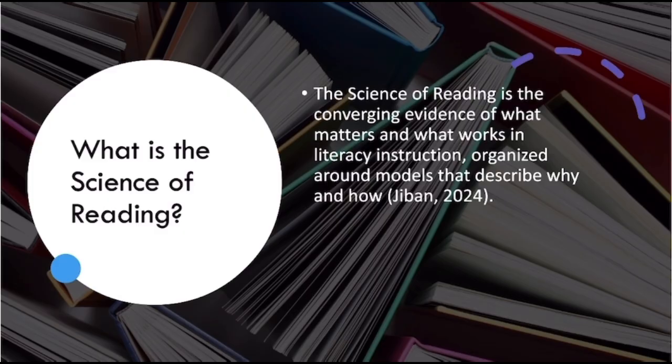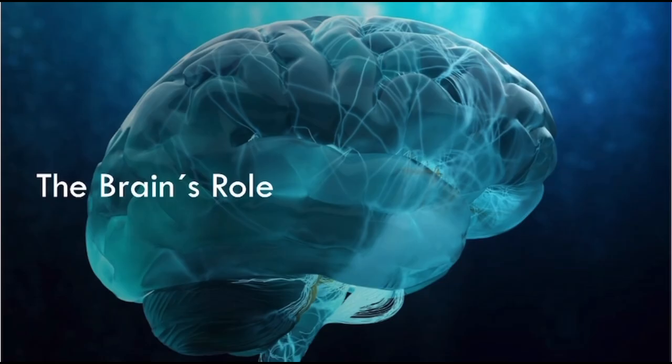So the first thing that we should take a look at is, what is the science of reading? Well, the science of reading is the converging evidence of what matters and what works in literacy instruction, organized around the models that describe why and how. So this really focuses on the why and how aspect of researching what works and what doesn't work, and trying to find the science behind what's the best way to teach students in the classroom. So taking the two separate subjects of both science and reading and putting them together.